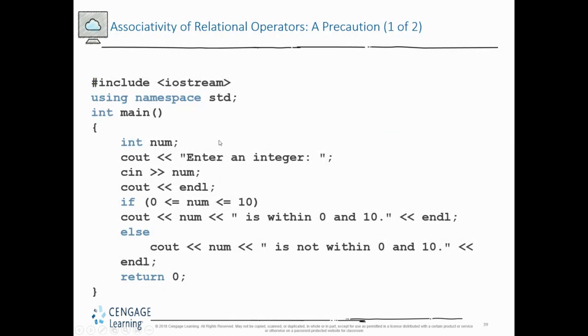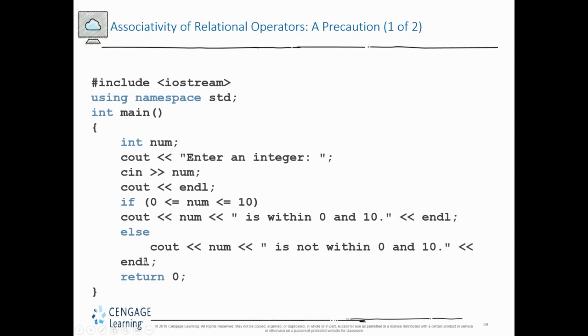Okay. Here's associativity of relational operators. So here's a little example that you can put into your own computer for now. So we have iostream, using namespace std. We've got a number, enter an integer, and that's going to return as num. And then we're going to go to a new line. If 0 is less than or equal to num, which is less than or equal to 10, what that means basically is that your number is between 0 and 10. Then it prints the number the user entered. So you can play a little game with your friends or your mom or your dad or whoever on this. If you put the num 1, the if statement would read: if 0 is less than or equal to 1, which is less than or equal to 10, then the answer is 1 is within 0 and 10.